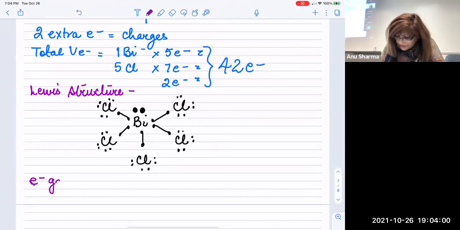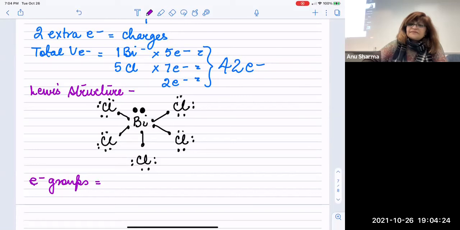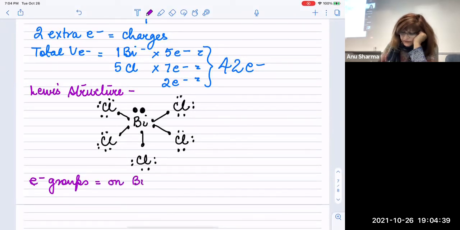How many electron groups do you see? Don't forget the lone pairs. This is the main thing, the electron groups. You get the electron groups wrong, everything goes wrong. How many electron groups, guys, on bismuth? Always start with the central atom. How many? Come on.